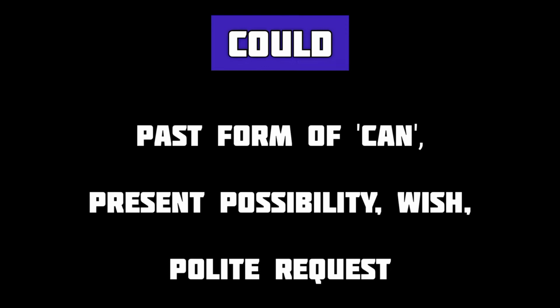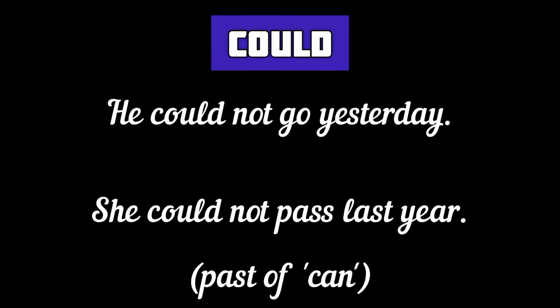Could also has diverse uses. It is the past tense of can. It shows a present possibility. It also indicates a polite request and also a wish. Now let's see some examples of could as the past tense of can. Here could shows a past ability or a past capability or the absence of the same.